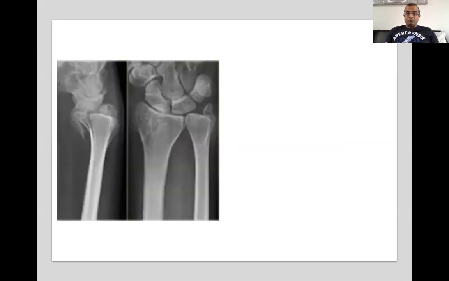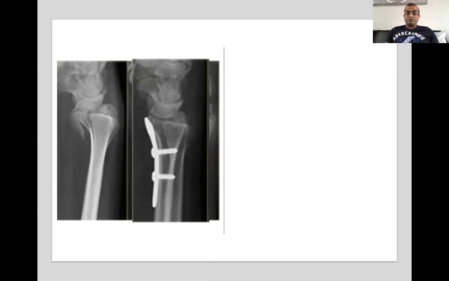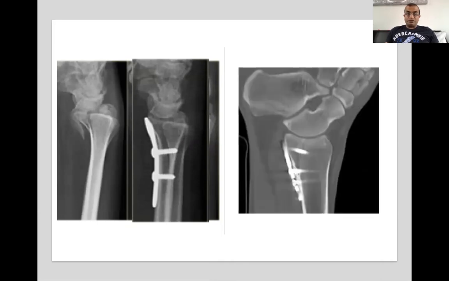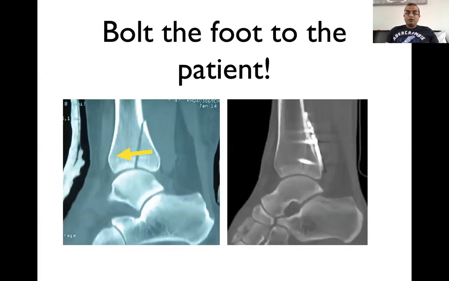What you would do in a Barton's fracture is put a buttress plate on the volar aspect to resist those shear forces. So why would you do something different for the posterior malleolus? You should also have a similar posterior buttress plate which would resist those shear forces sustained by that posterior malleolar fracture fragment. It is much, much better to bolt the foot to the patient rather than the reverse way around.